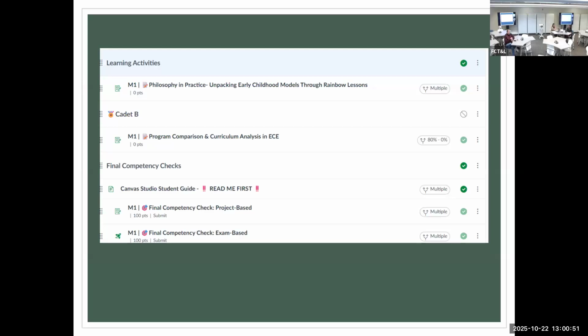And then again, here shows the bottom. There's the Cadet B pathway. And really they got all the same learning material, but there was additional material and additional practices for those that scored beneath the threshold. And that's what it will look like.